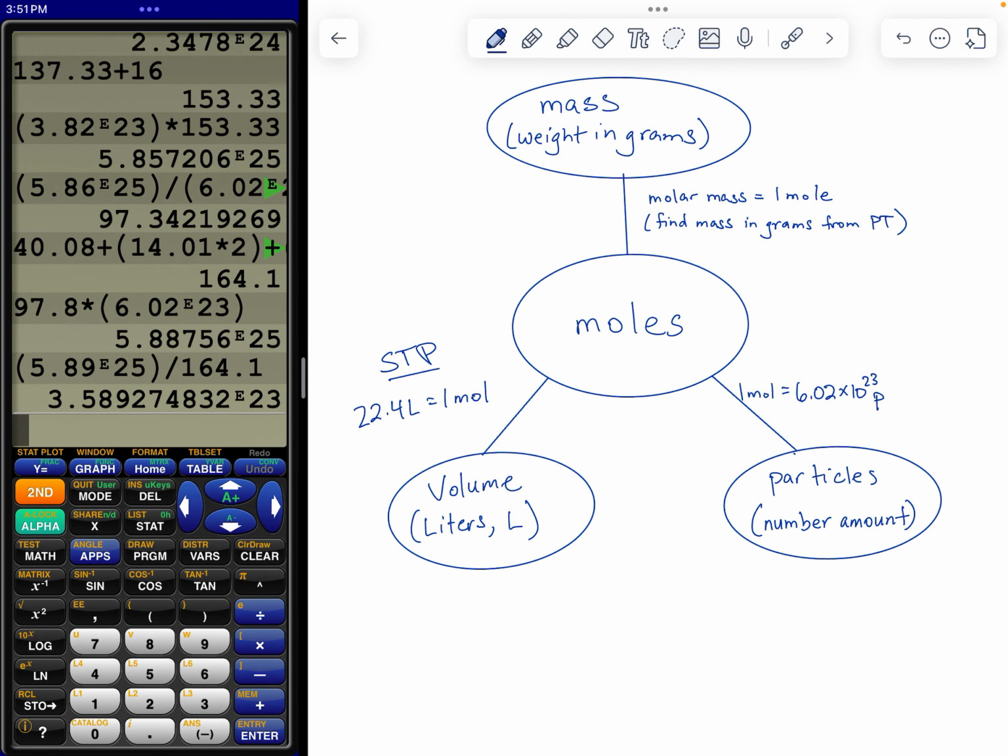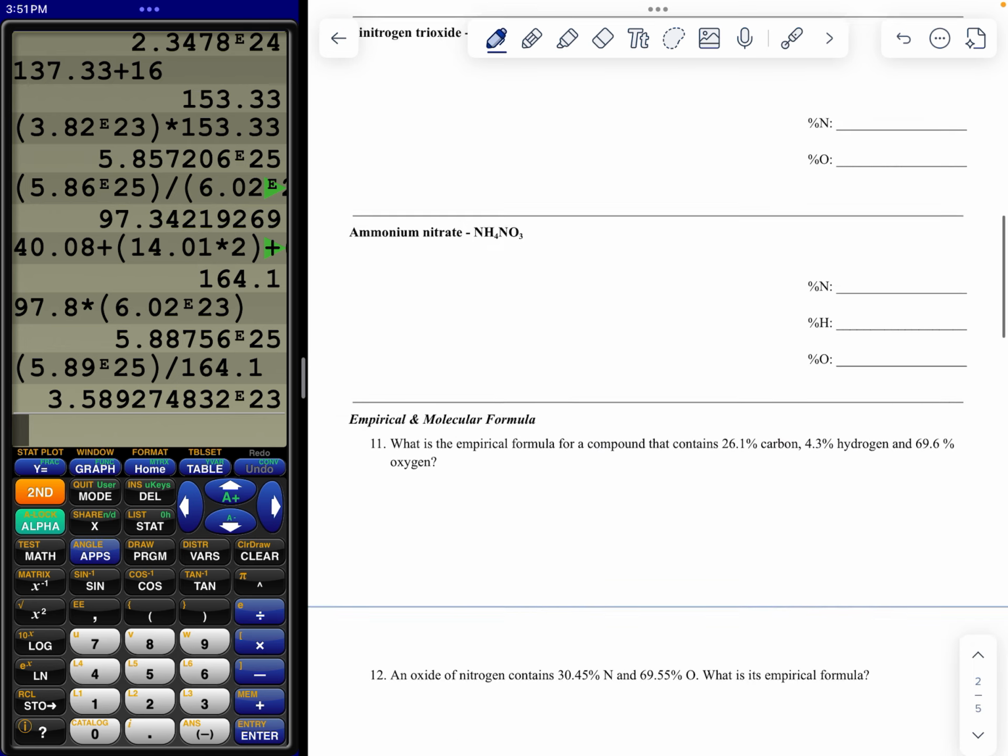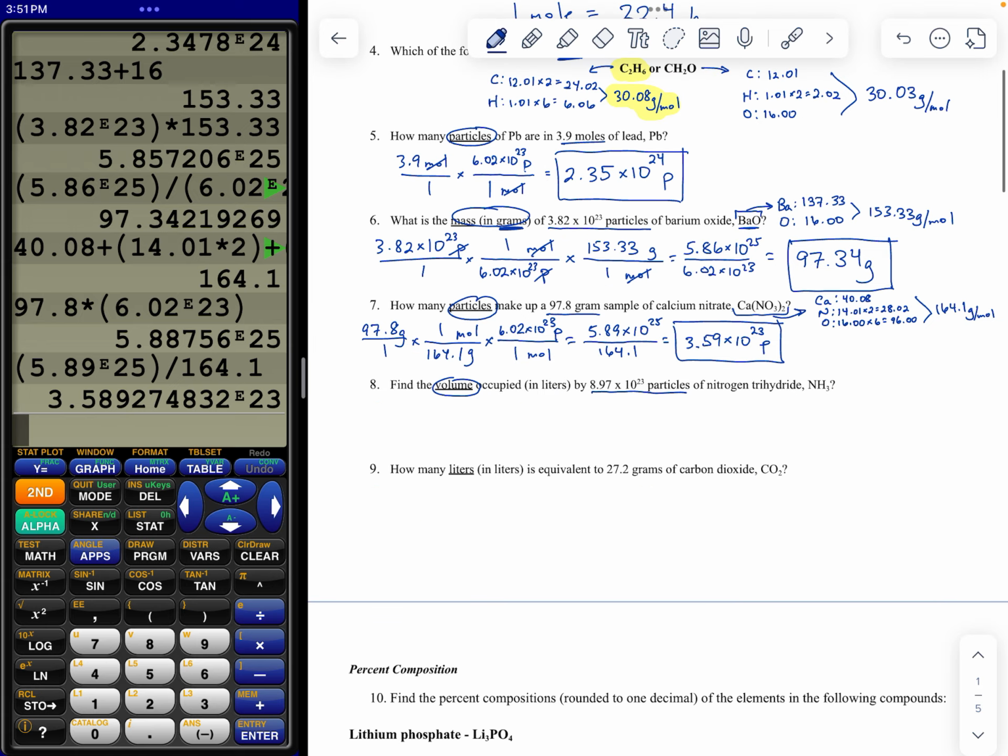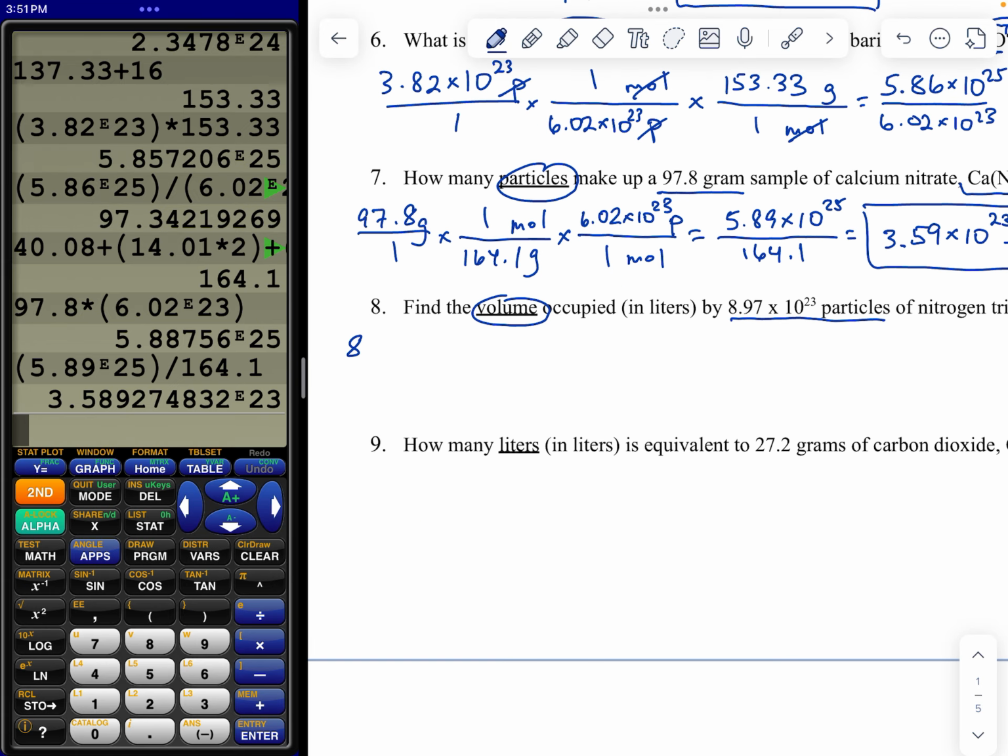We see that we're starting here in particles. We need to go to volume. There's only one way to do that, and that's to get to the unit of mole first, right? Cross one bridge, and then we're going to cross the other one. So since we're crossing two bridges, we're going to use two conversion factors. And so we set that up just like we did above, 8.97 times 10 to the 23rd particles over 1.